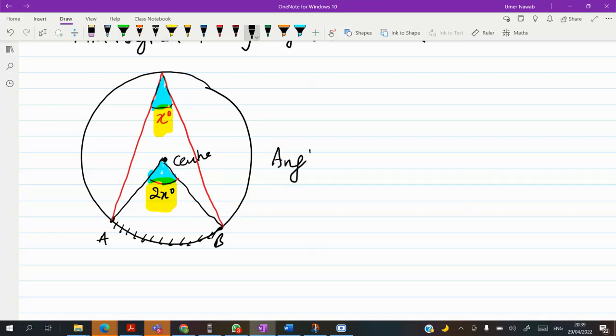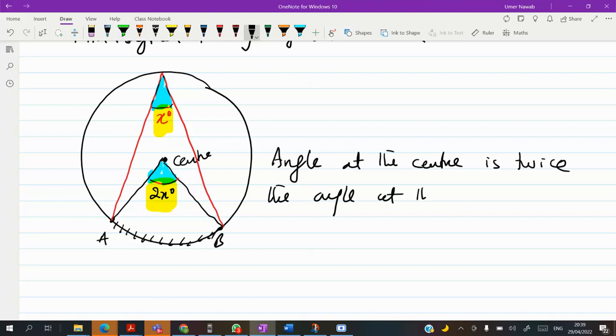So how do you write this property? The angle at the center is twice or double the angle at the circumference by the same arc. This is the second property.